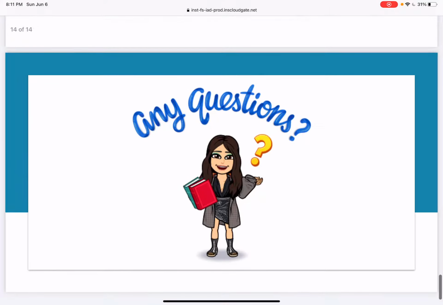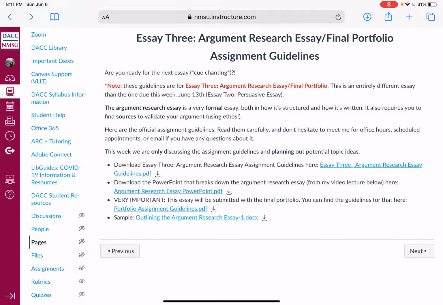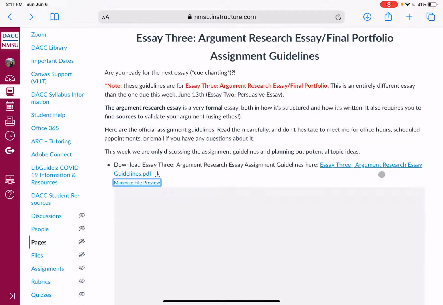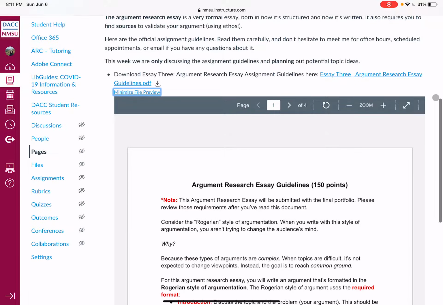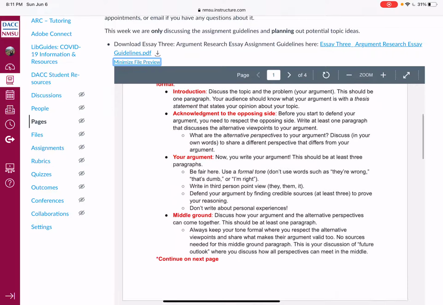So if you have any questions about this essay, do not hesitate to reach out to me. It's technical, and that's a good thing because it follows that strict format of the Rogerian style, but it can also be tricky. So if you have questions about it, let me know. It's worth 150 points, so it's very important. It's your last essay of the course.